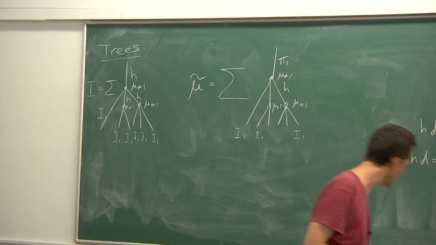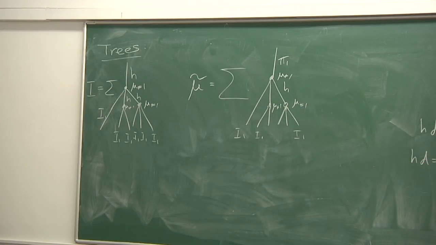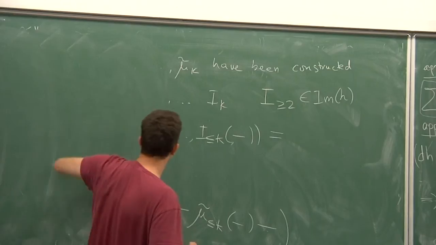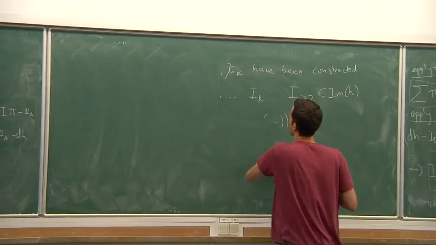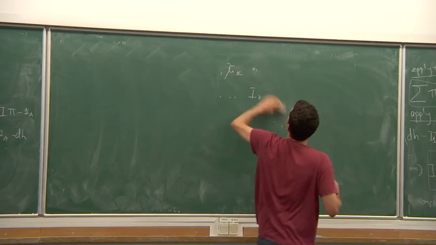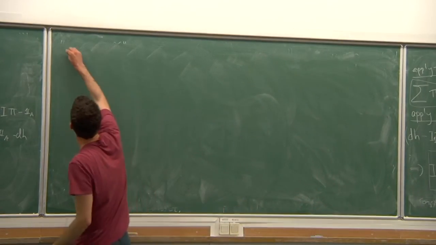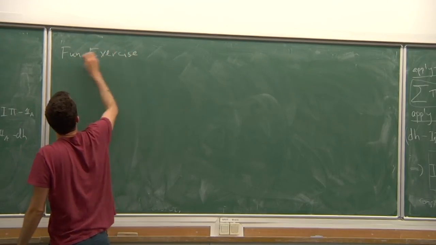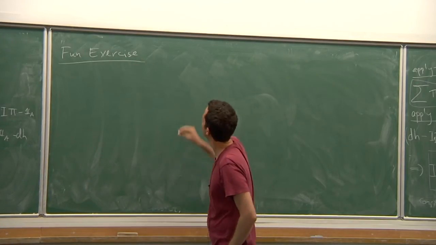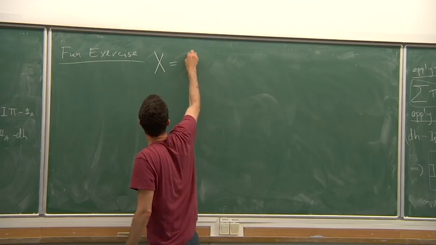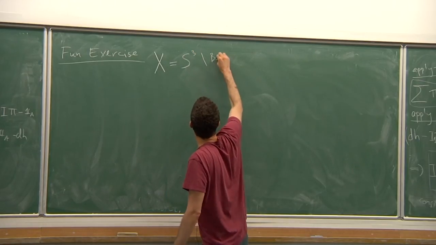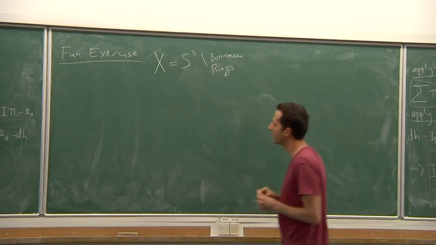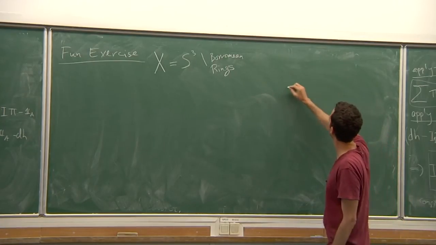Okay, so now a fun exercise. Just so you see that this is not just algebraic nonsense and you can actually get some geometric stuff from it. I guess all the talks today should convince you that there's a lot of geometry behind this. But here's a more elementary example. So consider the topological space X, which is just the complement of the Borromean rings in S3. So the Borromean rings, you can draw them as follows.